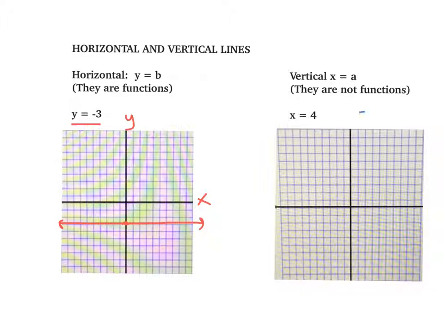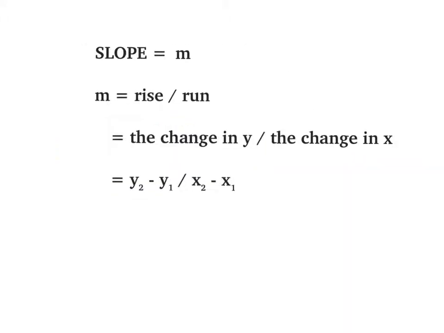The second one, vertical, is if you just have an x. x equals 4, which means it must cross the x-axis at 4. And it's going to be a vertical line right through 4, just like that. And it's not a function because it would fail the vertical line test. So horizontal, vertical: horizontal is y equals, vertical is x equals.